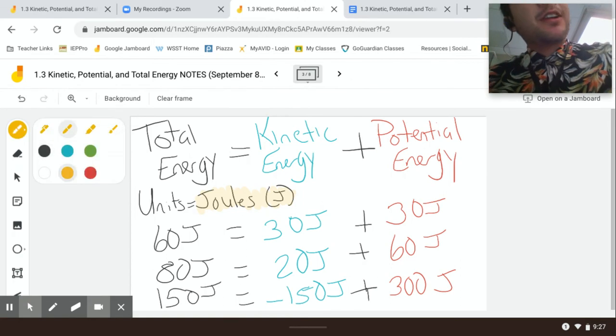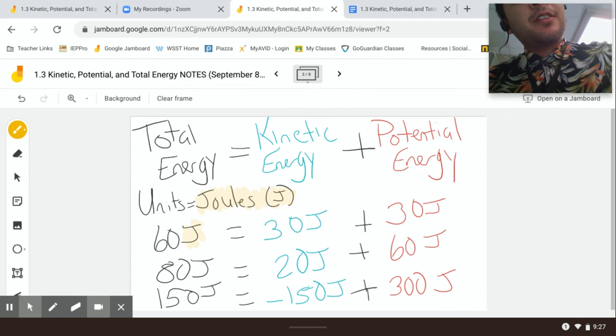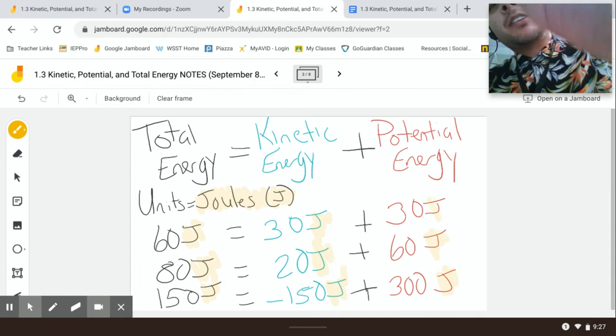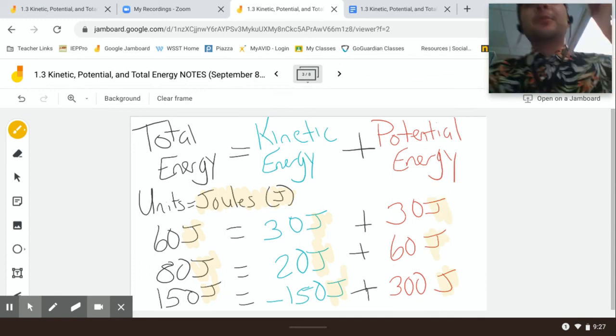Don't forget, these are the units. The units are very, very important, so we know what kind of measurement it is. And we know it's energy because it's in joules. Okay? Move on to the next one.